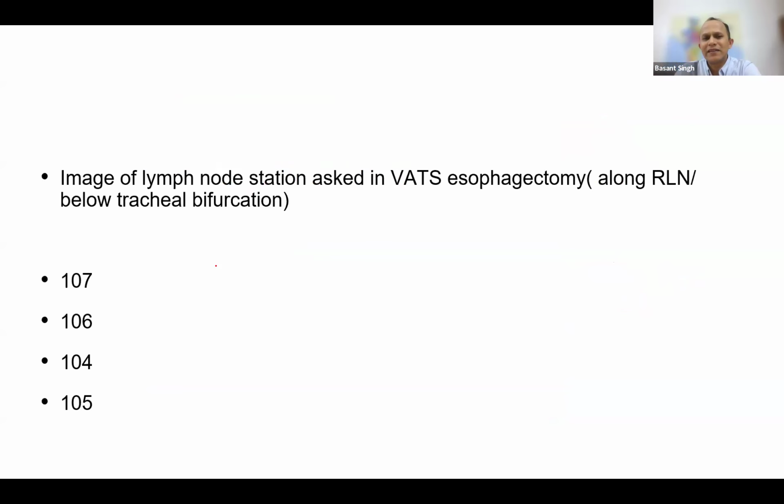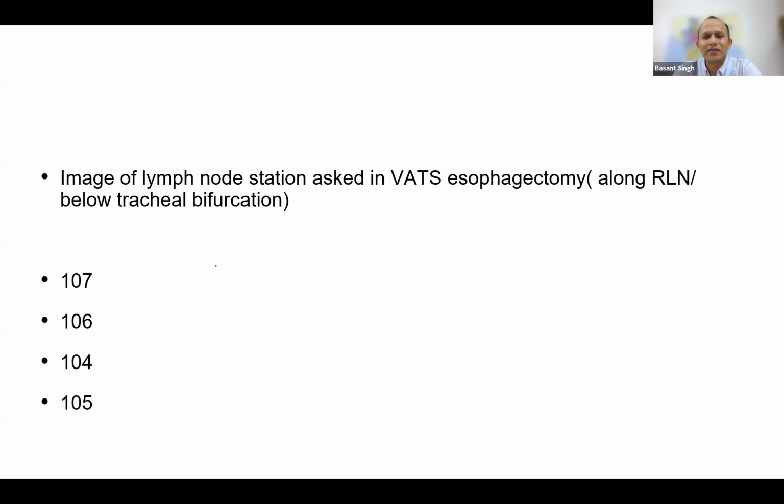So this is about the lymph node station. This was asked in one of your papers. Okay. So I think you just have to remember the Japanese classification of the lymph node stations, because they're very fond of doing the three-field esophagectomy. So there are two things here. One is along the recurrent laryngeal nerve, and the other is below the tracheal bifurcation. So 106 is your recurrent laryngeal nerve, okay, and 107 is your tracheal bifurcation. Yes. So just remember that.